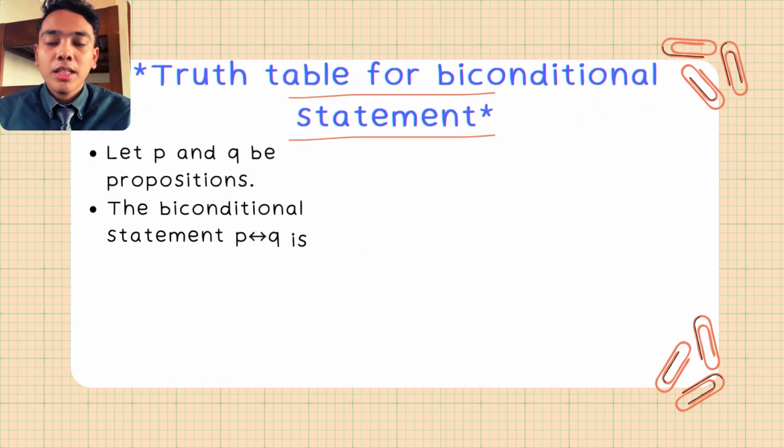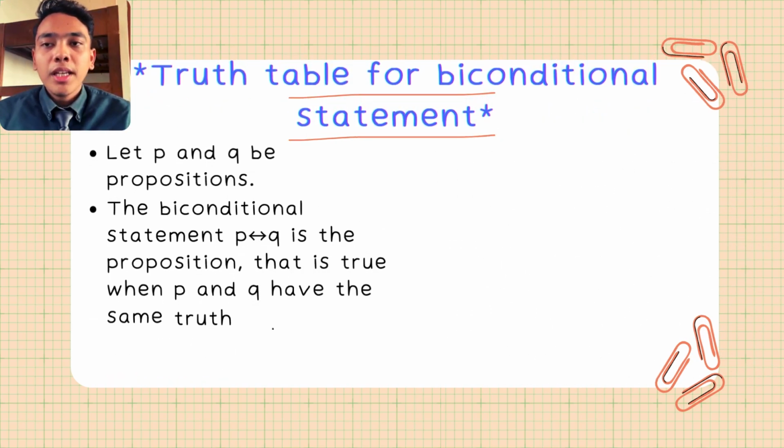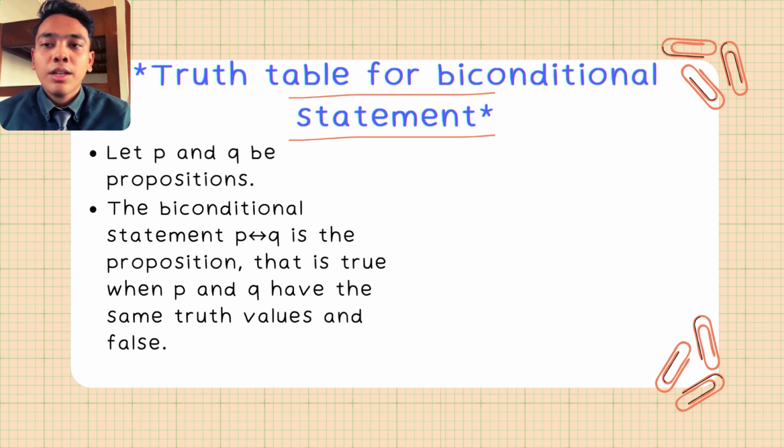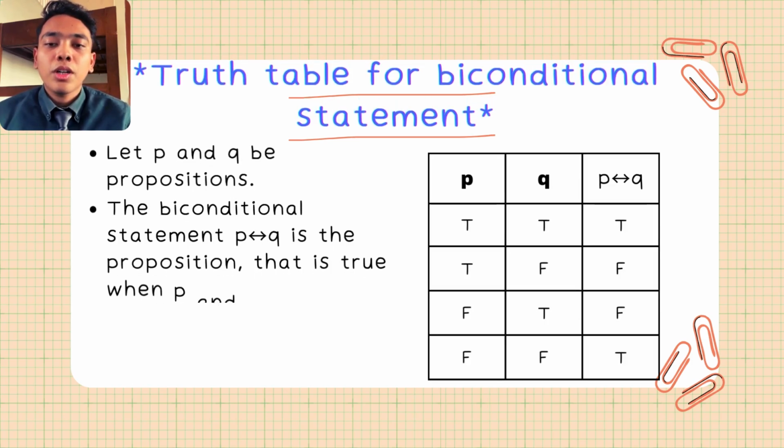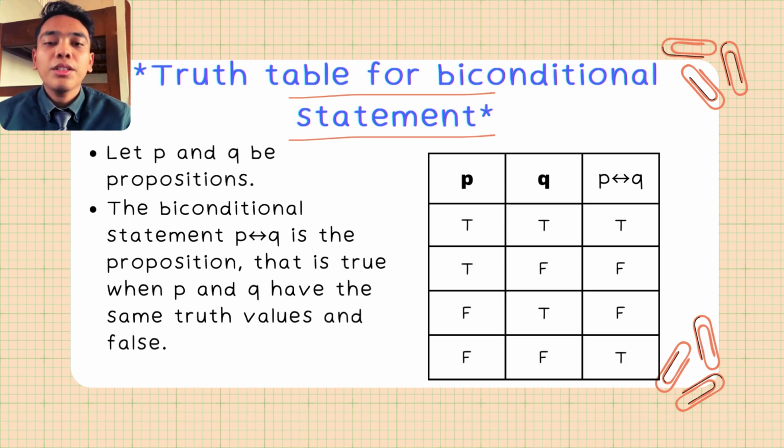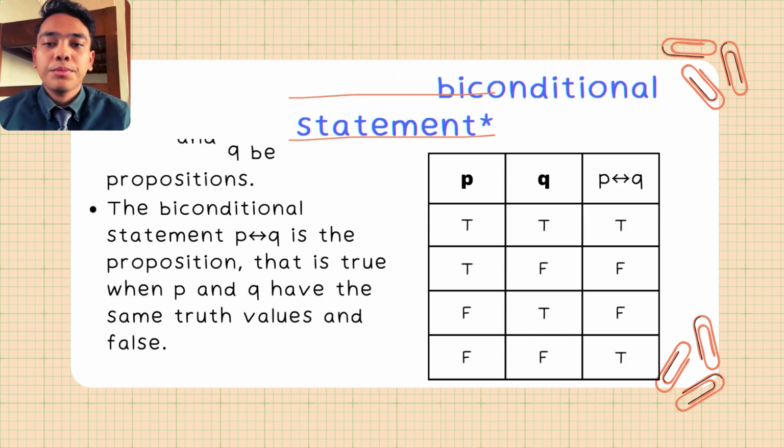Truth table for biconditional statement. Let P and Q be propositions. The biconditional statement P if and only if Q is the proposition that is true when P and Q have the same truth value, and false otherwise. When P holds the values true, true, false, false, and Q holds true, false, true, false, P if and only if Q holds true, false, false, true.